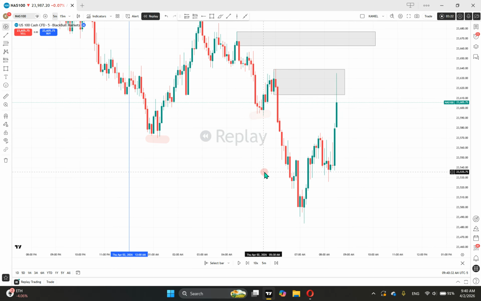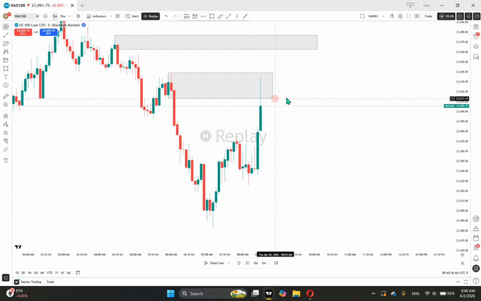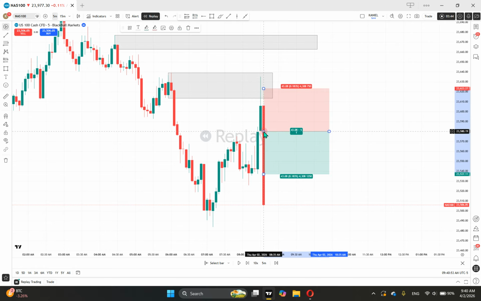And then now waiting on the break of candle. That's when the candle that's going to play out next goes below this previous candle. So let's see. As you can see, we got a straight win with one candle. That's crazy.